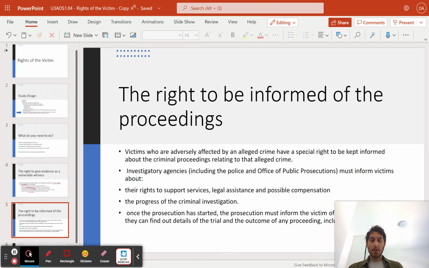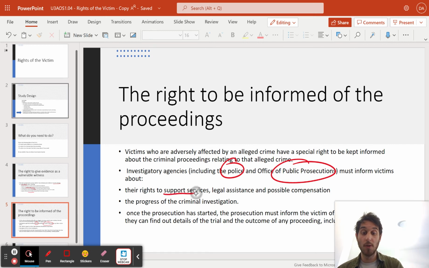The second right of victims that you need to know about is the right to be informed of proceedings. Now, what this means is that victims who've been affected by a crime or an alleged crime have the right to be kept informed of the things that are happening with the case. So agencies like the police and the Office of Public Prosecutions are required to inform victims about things like support services that are available, legal assistance and things like that. They're also required to inform them about the progress of the criminal investigation.